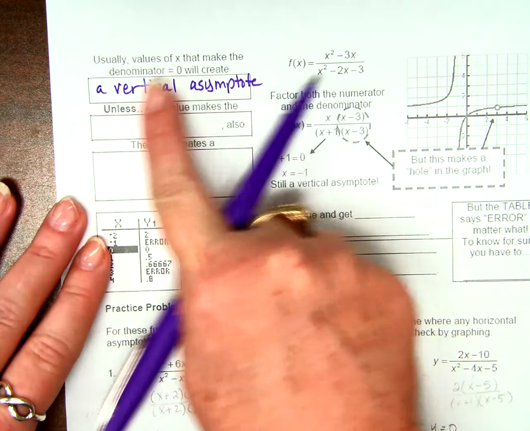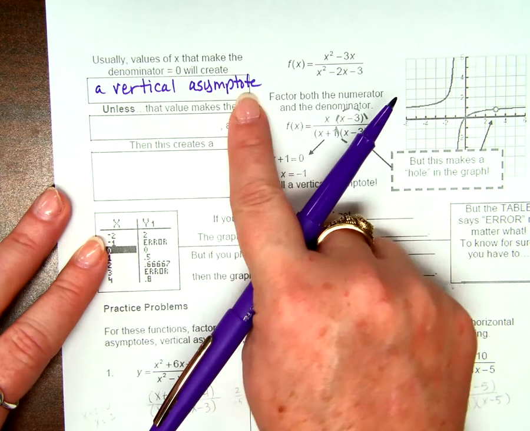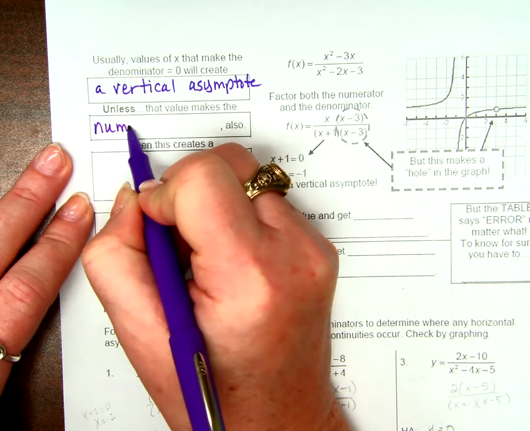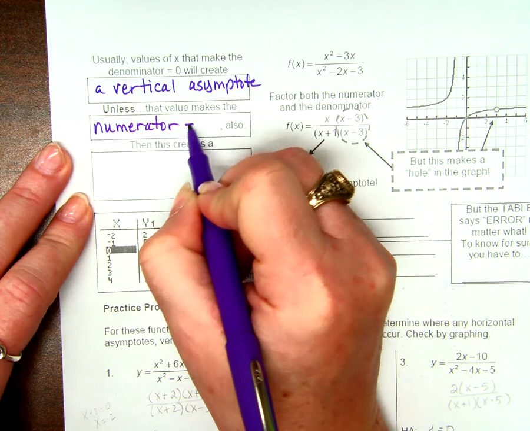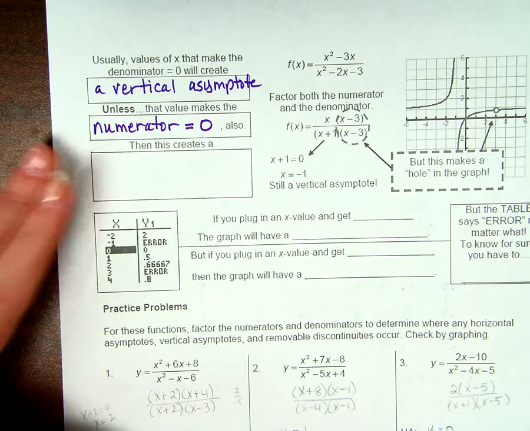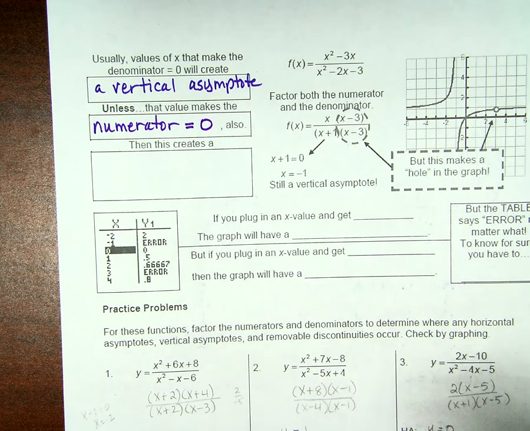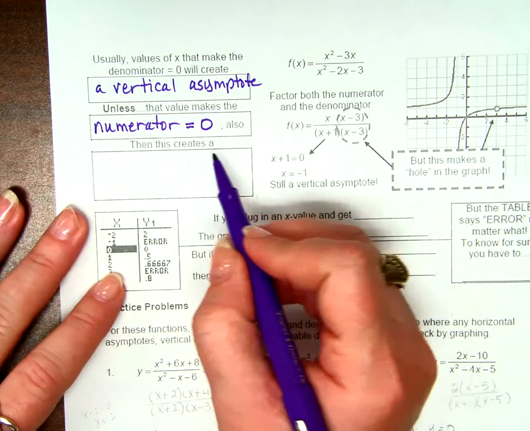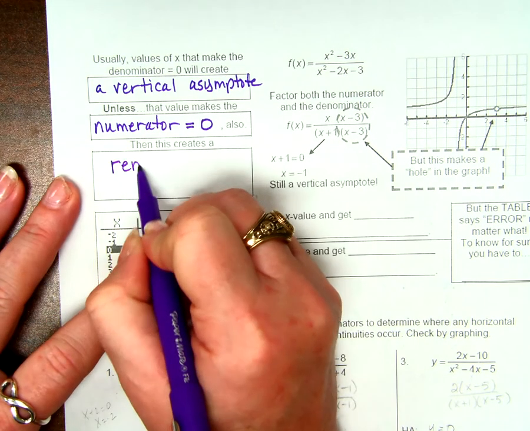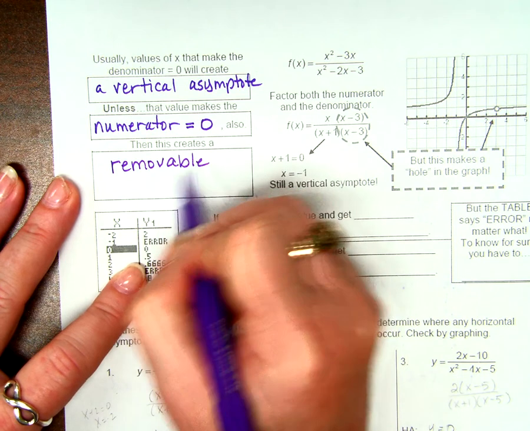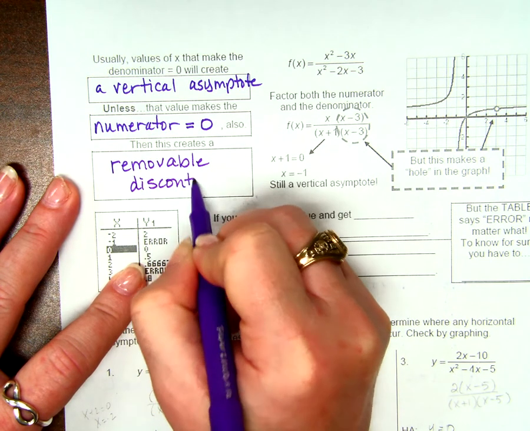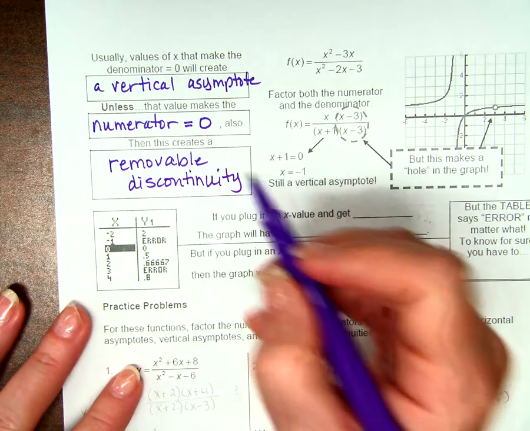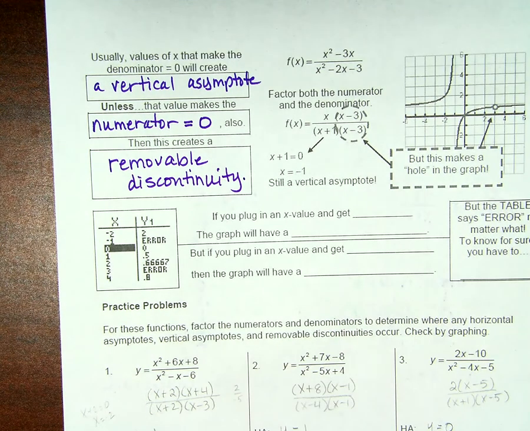Usually, values of x that make the denominator equal to 0 will create a vertical asymptote, unless that value also makes the numerator equal to 0, then it creates a discontinuity, removable discontinuity.